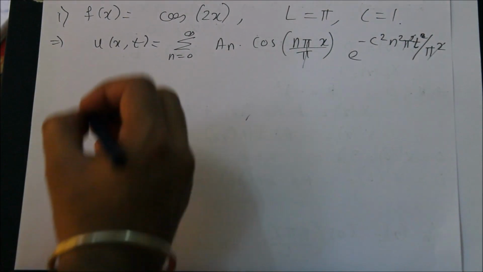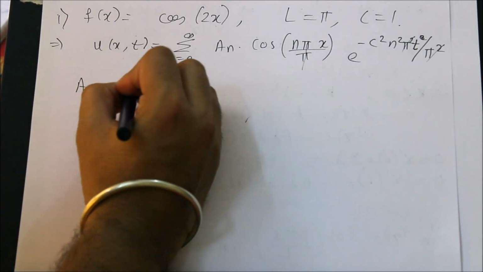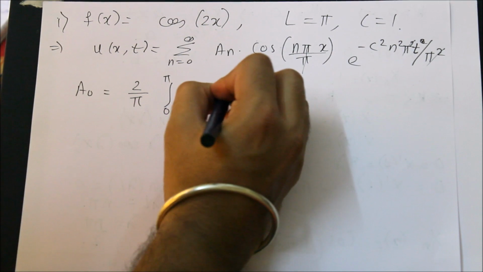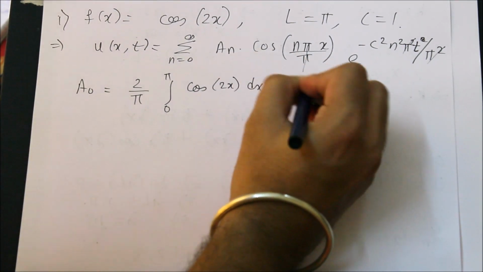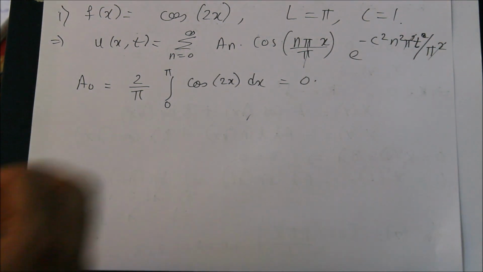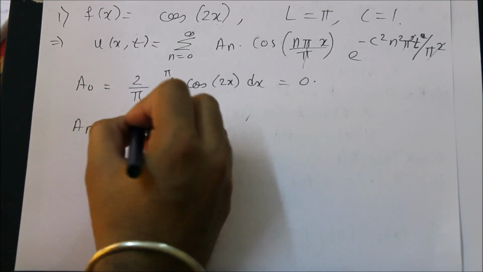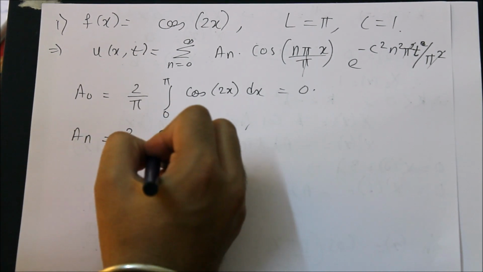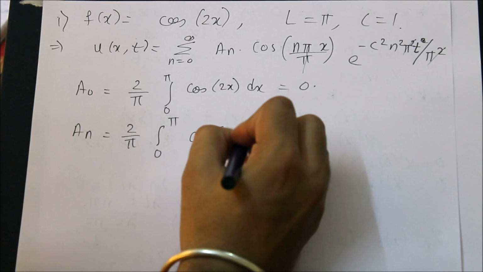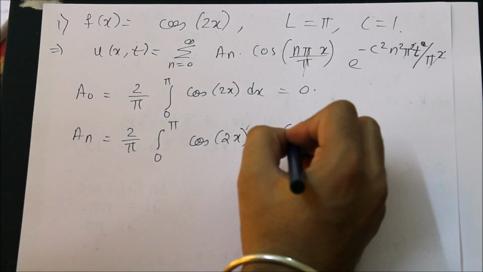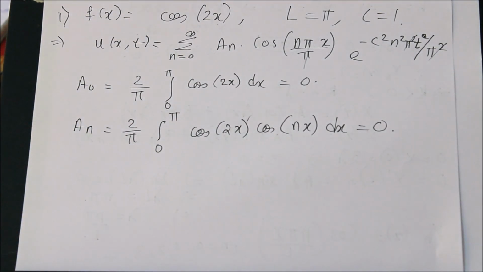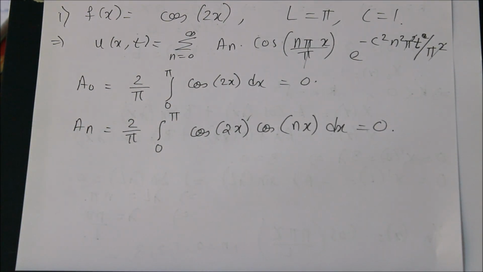So let's first find a naught. What is my a naught? A naught is nothing but 2 upon pi integration 0 to pi f of x, cos 2x dx, and this is nothing but 0 because integration of cos is sine, and sine 2 pi is 0, sine 0 is 0. Let's find an. So what are our an's? Our an's are nothing but 2 upon pi integration 0 to pi cos of 2x into cos of n pi x upon L. But then your L is equal to pi, so that gets cancelled away.